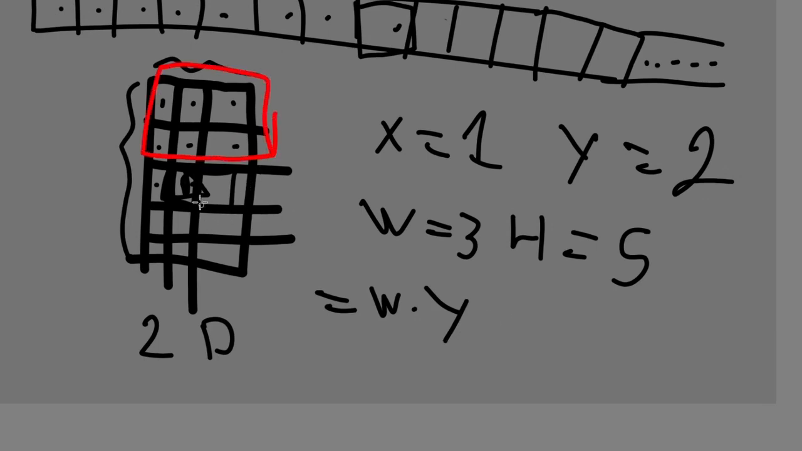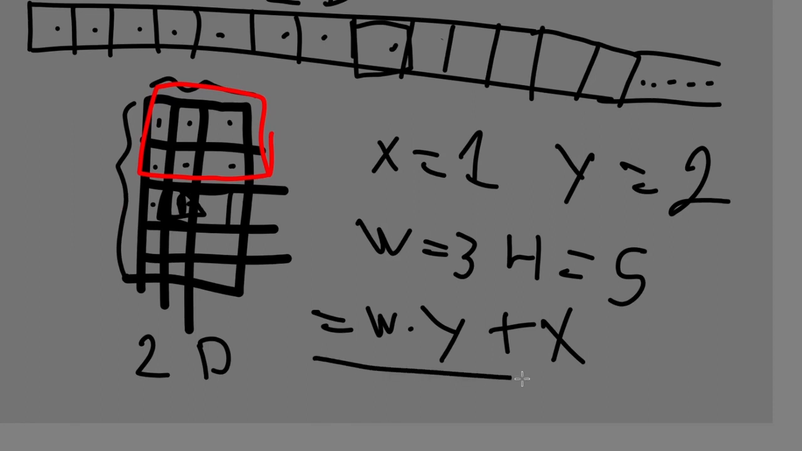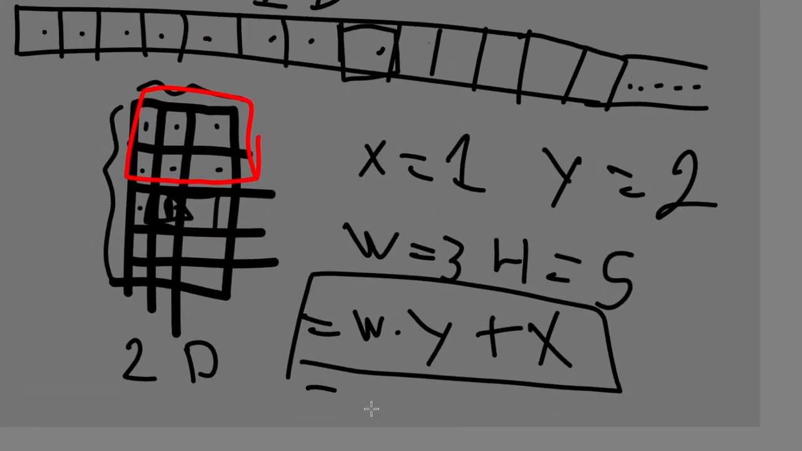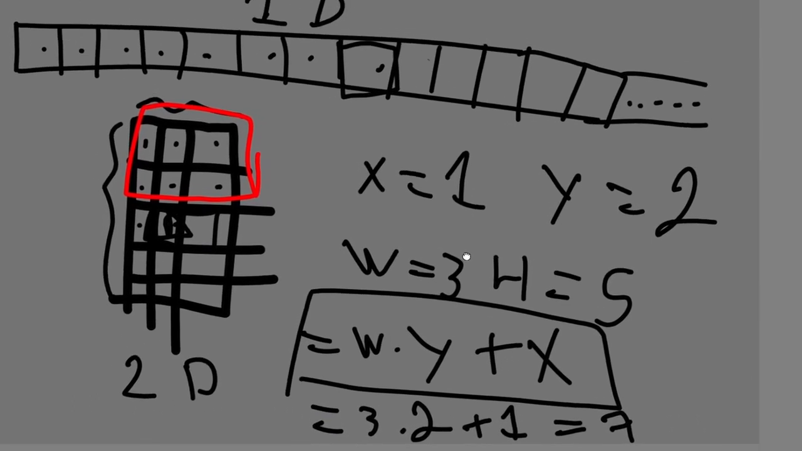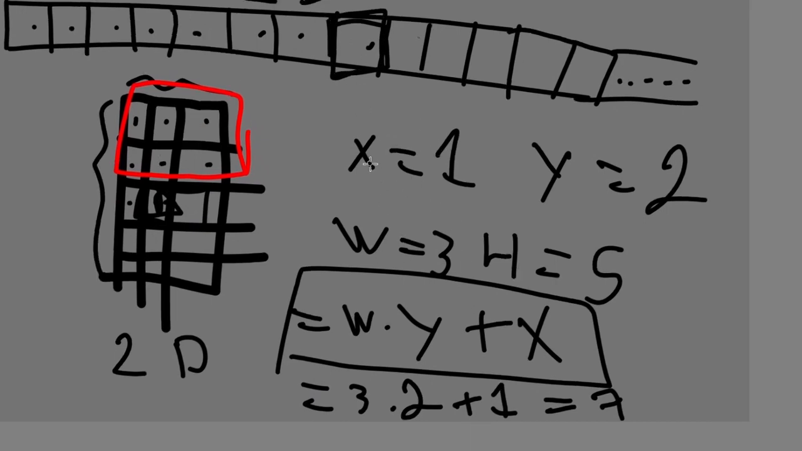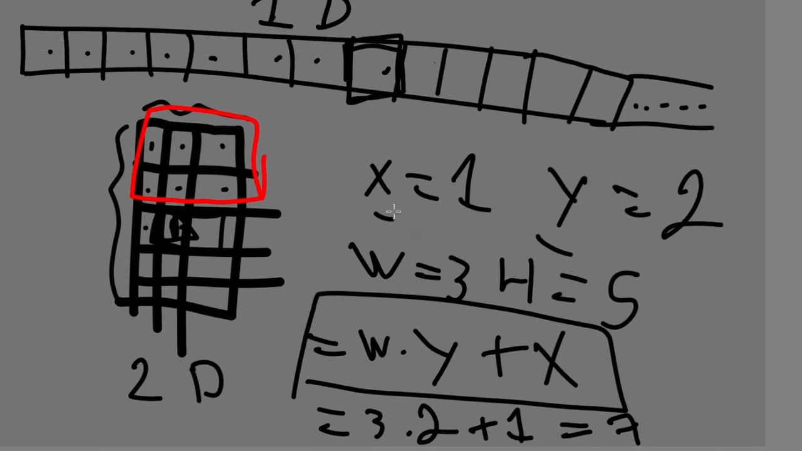Now all we have left is to know how many cells are at the left side of the one we selected. But we already have that information. It's our X. So all we have to do is add X to it. And this formula is going to let us transform our 2D coordinates into one-dimensional ones. If we apply our case, it's going to be 3 times 2 plus 1, which is 7, which is exactly the same number we found when we eyeballed it. Note that this only works if we start counting X and Y from 0. If you start counting from 1, you're going to have to subtract 1 from the X and 1 from the Y for this to work.